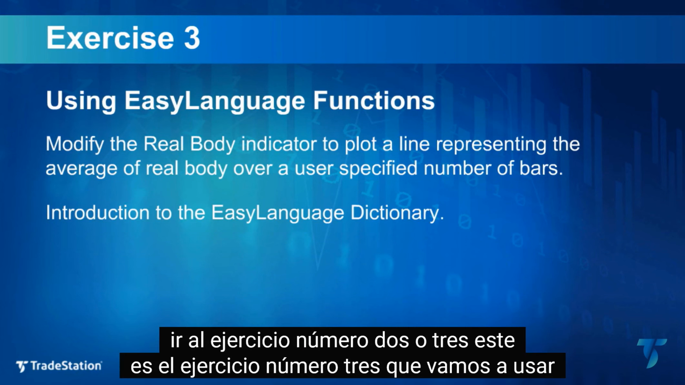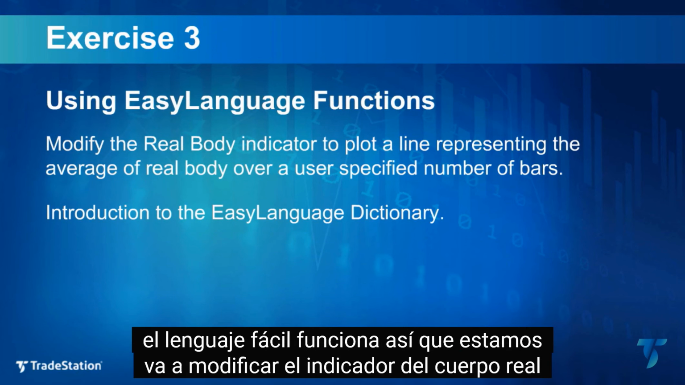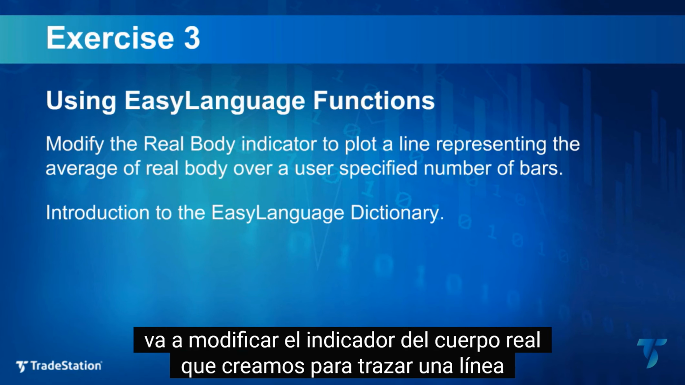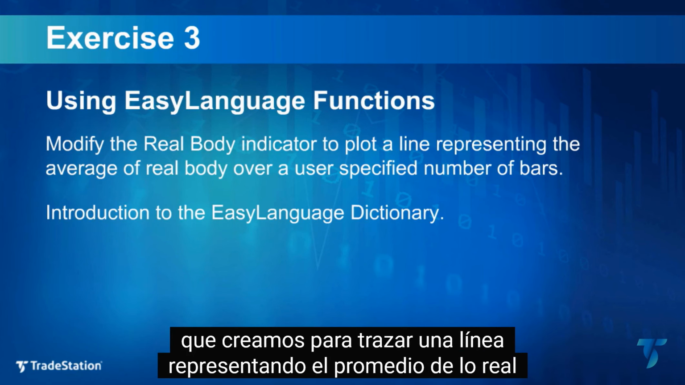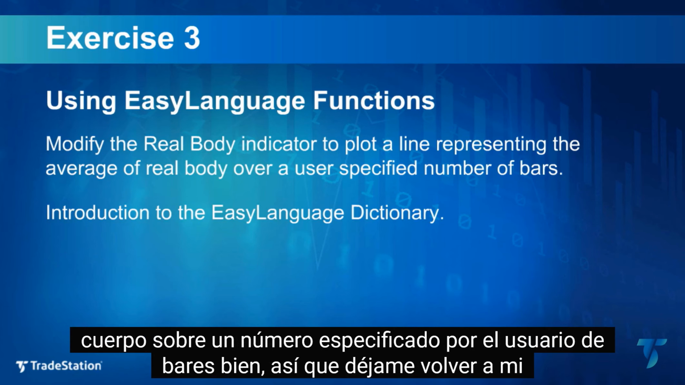Let's go over here to our slides, because we're going to go to exercise number 2. Or 3. This is exercise number 3. We're going to use EasyLanguage functions. So we're going to modify the real body indicator that we created to plot a line representing the average of the real body over a user-specified number of bars.